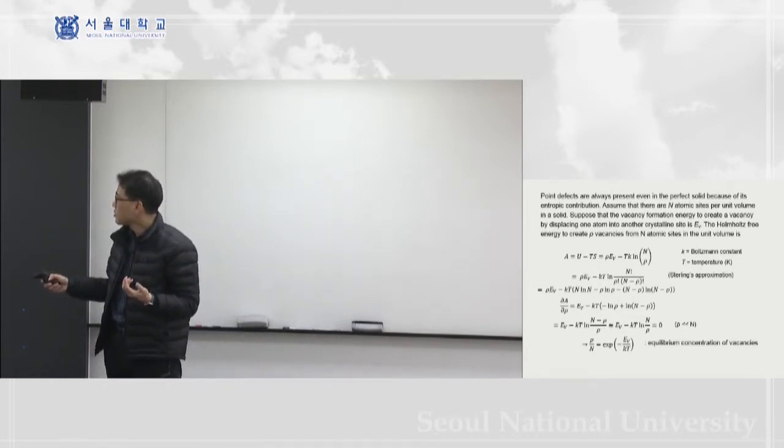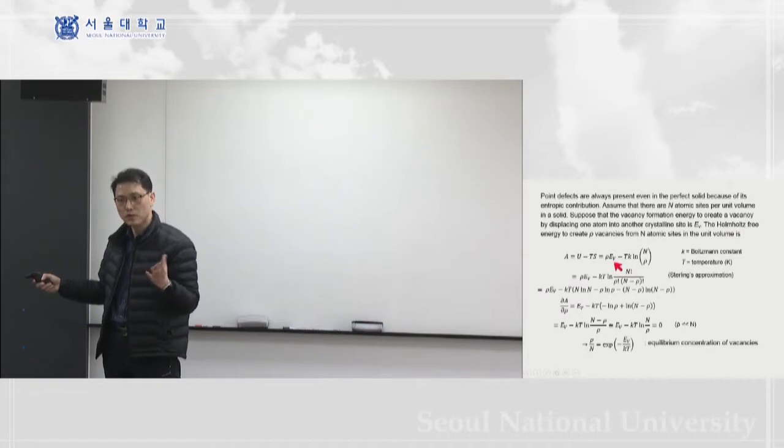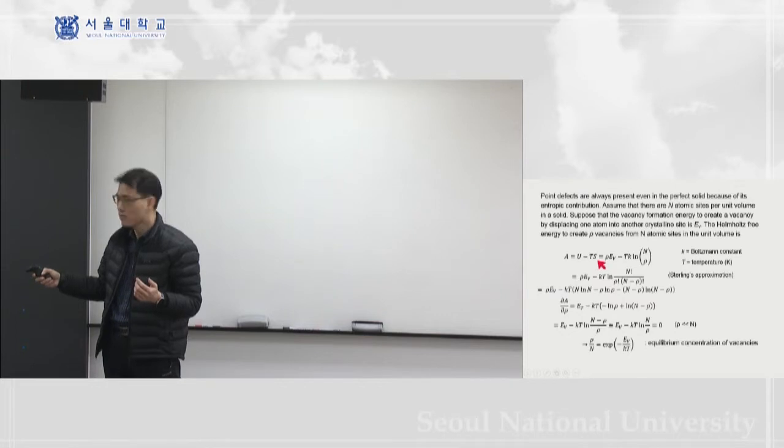All right. So suppose that that energy is EV, the vacancy formation energy. Then the Helmholtz free energy. So in a solid, if we neglect the pressure or the volume variation, then we should minimize the Helmholtz free energy, which consists of U minus TS.